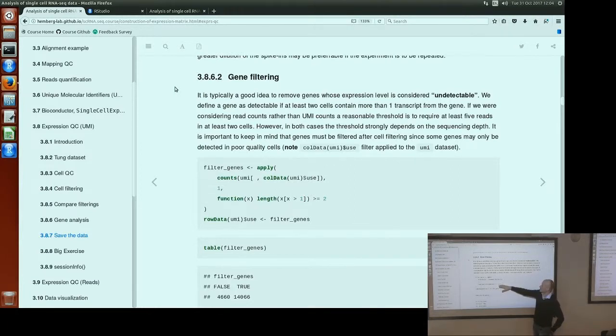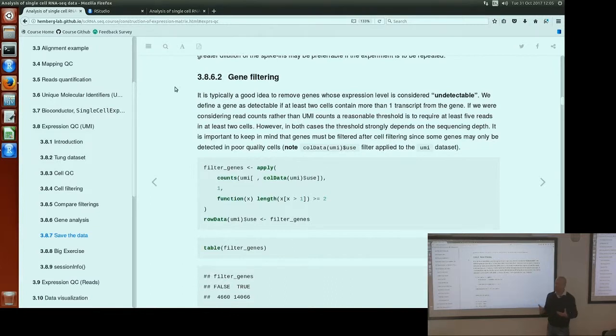So here we say that we want to remove genes. What do we say here? Define a gene as detectable if at least 2 cells contain more than 1 transcript from this gene. So if there are at least 2 cells with at least 1 transcript for this gene, we will keep this gene. If it's only 1 cell, then we'll remove it. So you can define these thresholds yourself.